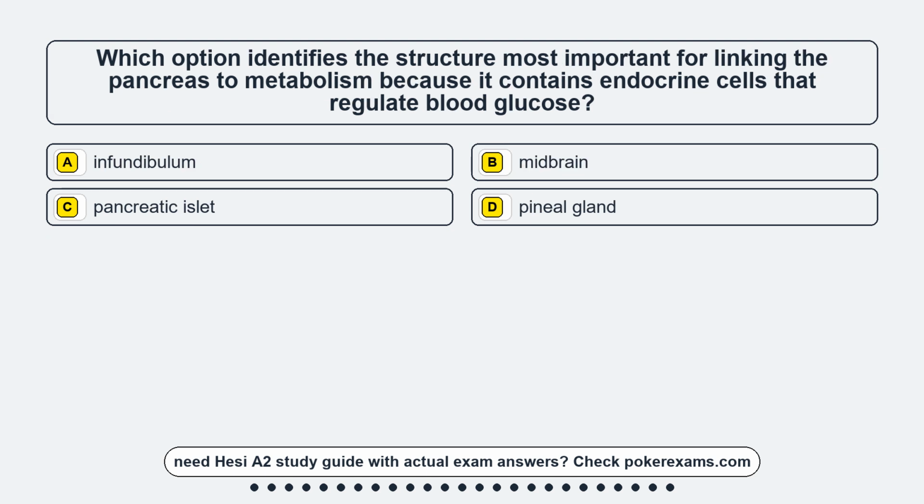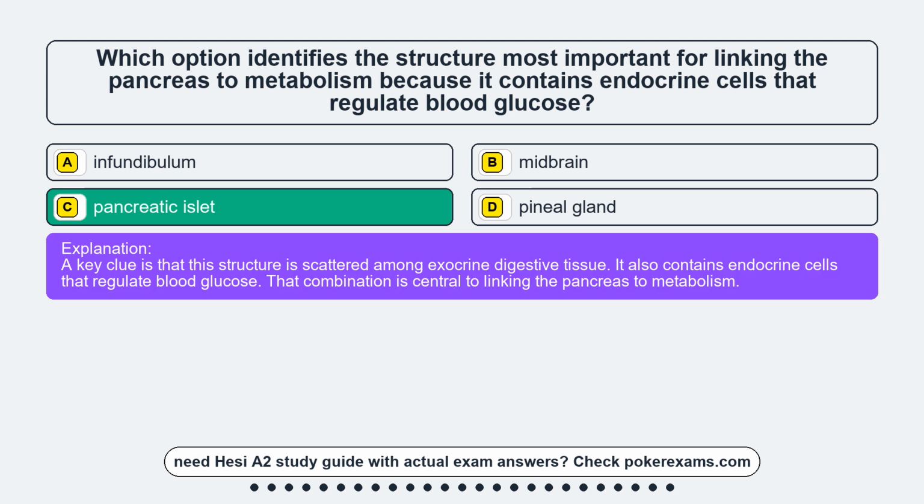Question 15. Which option identifies the structure most important for linking the pancreas to metabolism because it contains endocrine cells that regulate blood glucose? Option A, infundibulum. Option B, midbrain. Option C, pancreatic islet. Option D, pineal gland. The correct answer is option C, pancreatic islet.